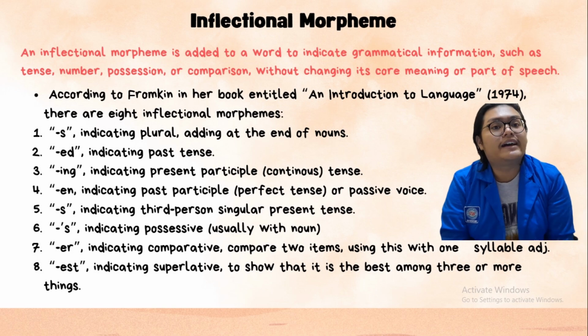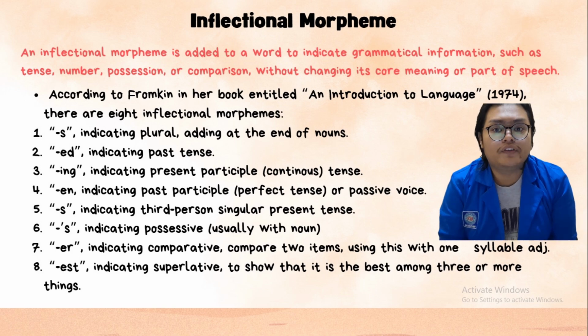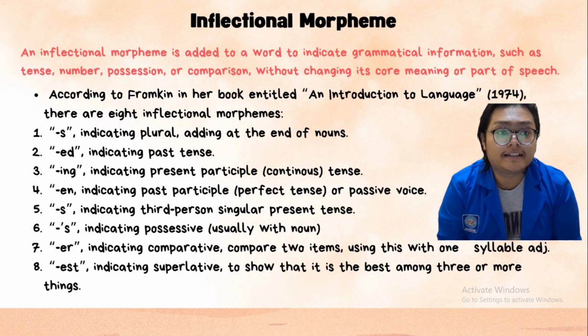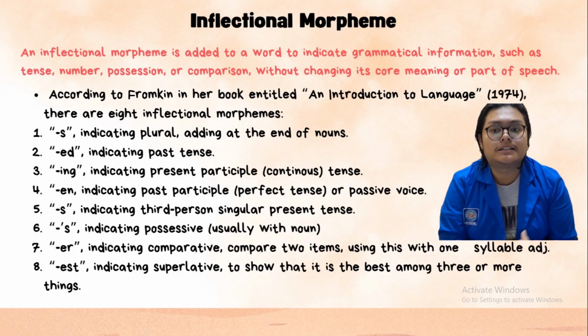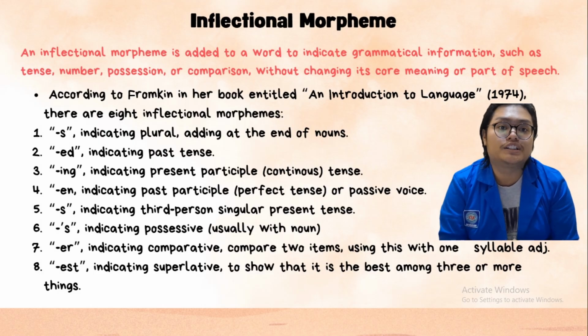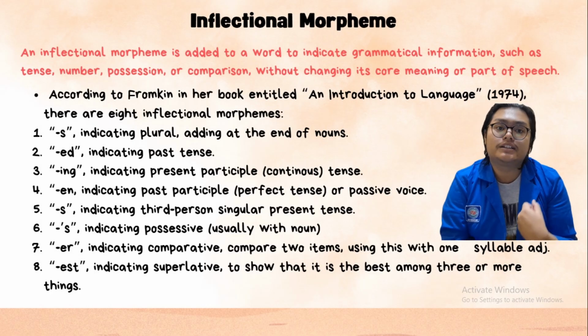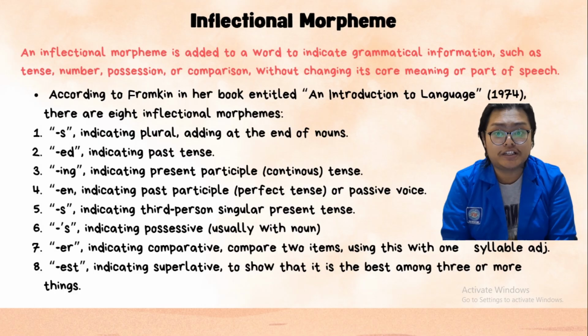We move to the inflectional morpheme. What is an inflectional morpheme? An inflectional morpheme is added to a word to indicate grammatical information, such as tense, number, possession, or comparison, without changing its core meaning or part of speech. This is the reverse of the derivational. Derivational changes the meaning, but inflectional does not change the meaning; it is just to indicate grammatical information.